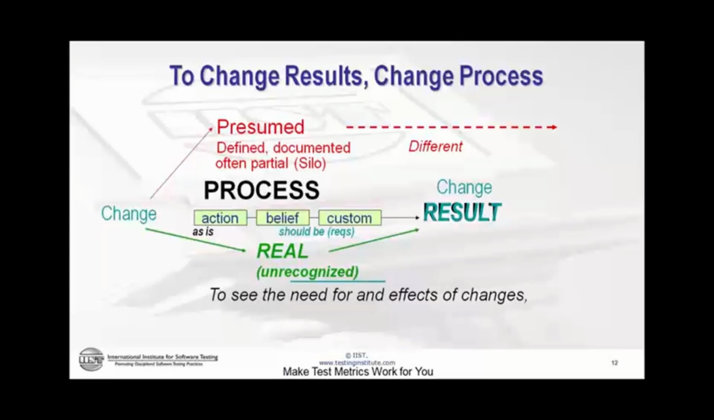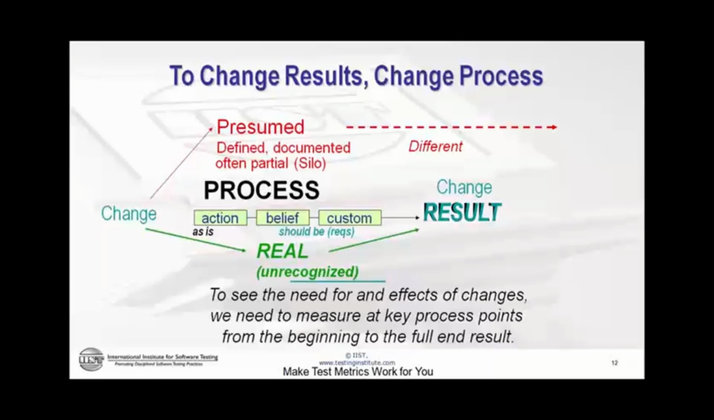And the problem is that silos occur within organizations, not just on farms. And so if we are going to understand what our real process is and where changes might be made and whether those changes are in fact achieving their desired results, we need to look at the full process from the beginning to the full end result.